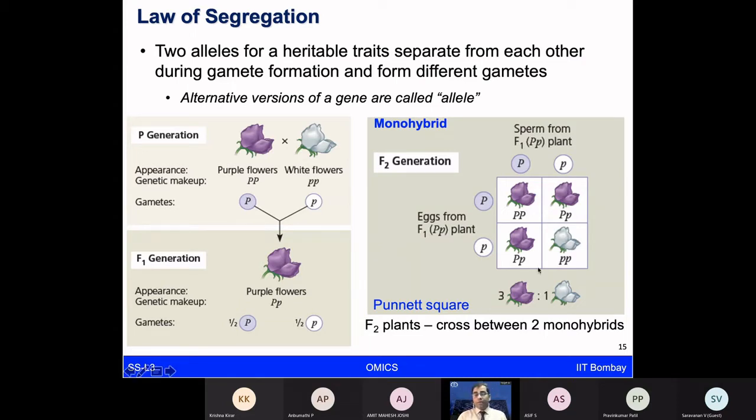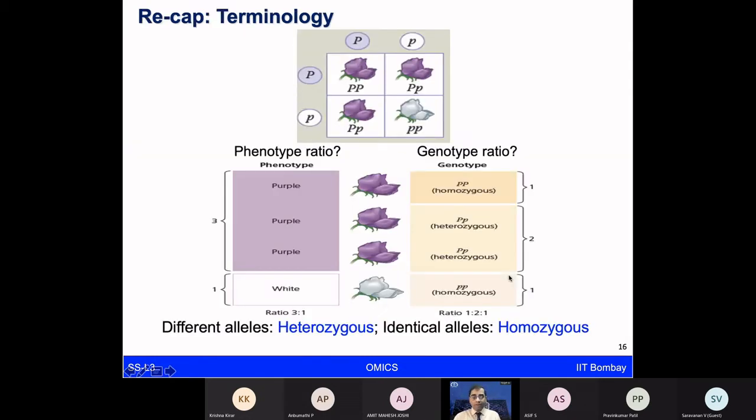So when he observed the second generation, the ratio of purple flowers versus white flowers was 3:1. Now he realized that they're segregating. Initially, in the first generation, there was dominance of one trait, but in the second generation they started segregating. And that's where his law of segregation came: two alleles, allele capital P and small p, for the heritable traits, separate from each other during gamete formation and into the subsequent generation. These are alternative versions of a gene, which we now term alleles.